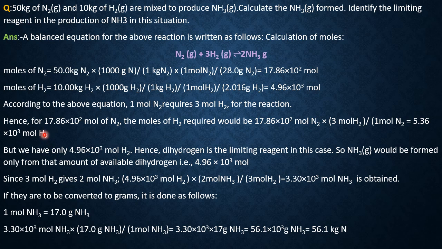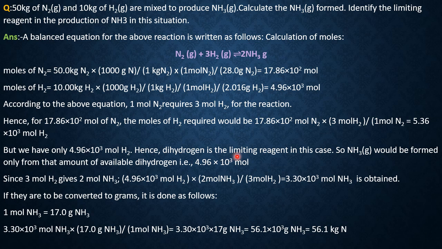According to the balanced chemical equation, 1 mole of N2 requires 3 moles of hydrogen. So 17.86 into 10 to the power of 2 moles of nitrogen requires 3 times, that is 5.36 into 10 to the power 3 moles of hydrogen. This much is required, but how much is available in the laboratory? Only 4.96, which is less than required. Therefore, this is in lesser amount and is called the limiting reagent. Hydrogen is the limiting reagent.